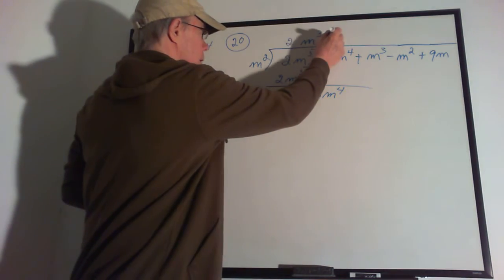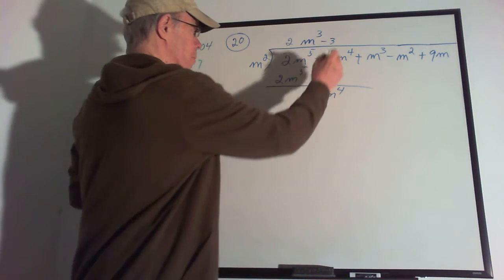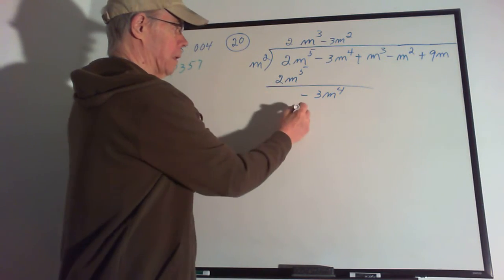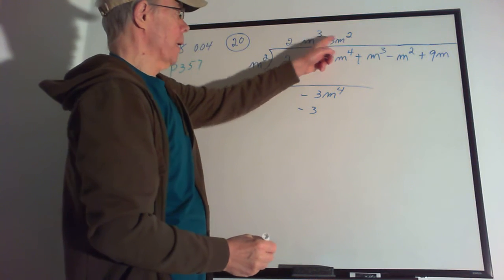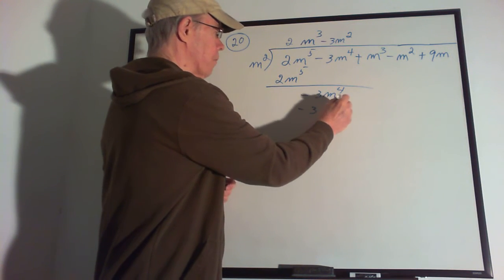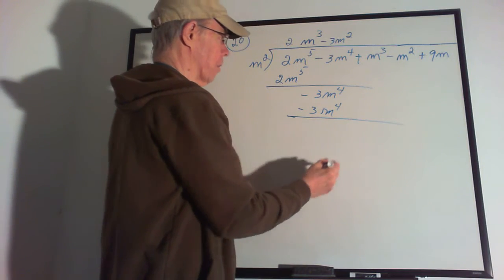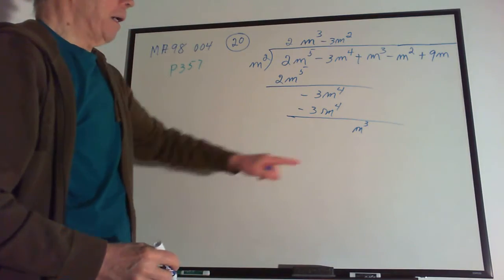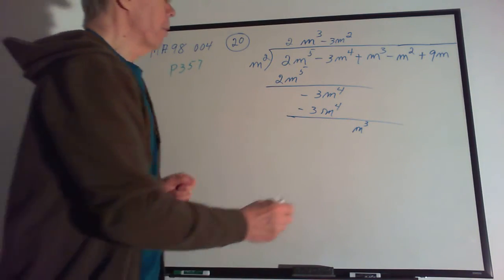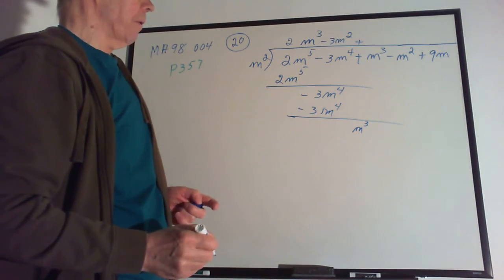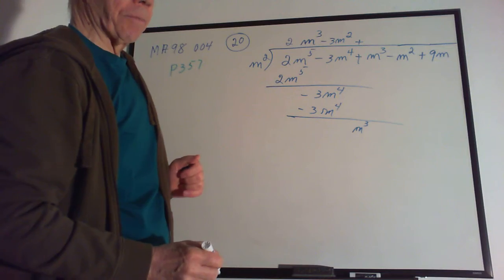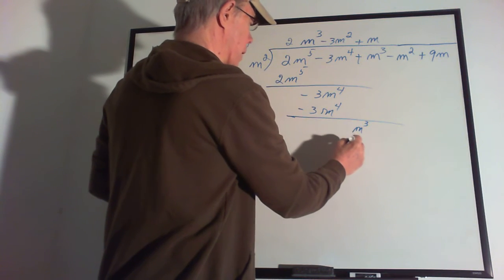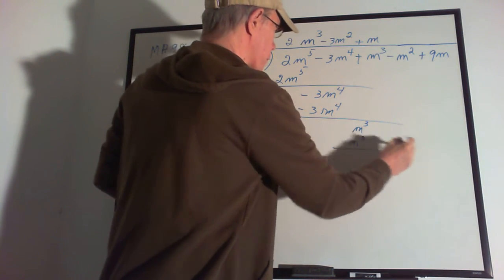3 divided by 1 is 3. m to the fourth divided by m squared is m squared. So negative 3 times 1 gives me my negative 3. M squared times m squared gives me my m to the fourth. Subtract. I get a 0. Bring down the m cubed. M cubed, positive divided by positive, gives me a positive up there. M cubed divided by m squared is going to give me an m. All right, that will give me my m cubed. Subtract, I get a 0.